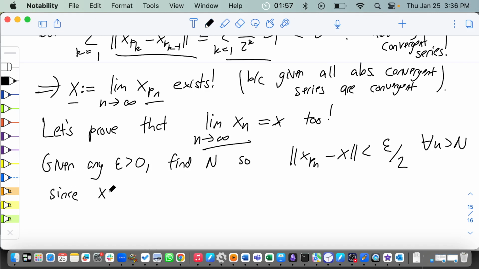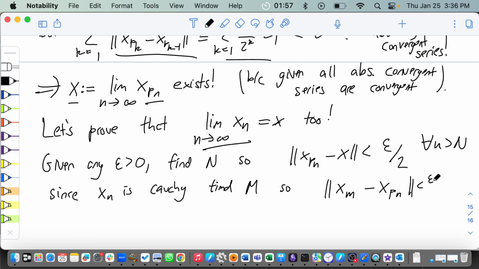Since x_n is Cauchy, find, let's call it capital M, so that |x_m - x_{p_n}| is less than epsilon/2 for all m greater than M. Okay, so this one is not exactly right. I switched out a p_n here, right? But p_n is a subsequence that goes to infinity, so the Cauchy property will work. Eventually, there's some number that you're larger than. Just wait till n is big enough. So n is bigger than N. I guess you might need to possibly increase N.